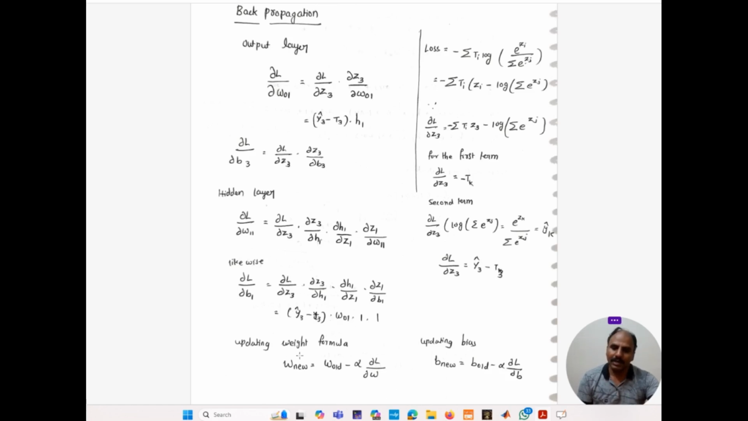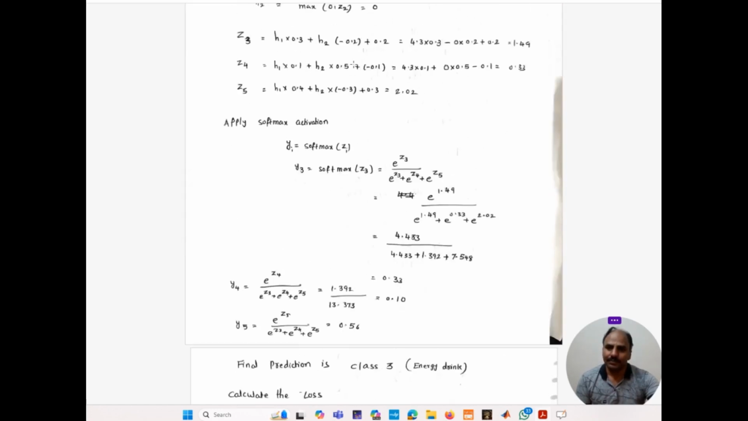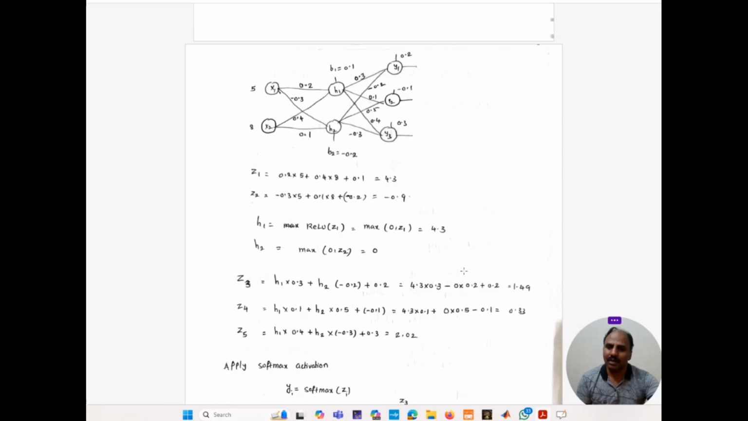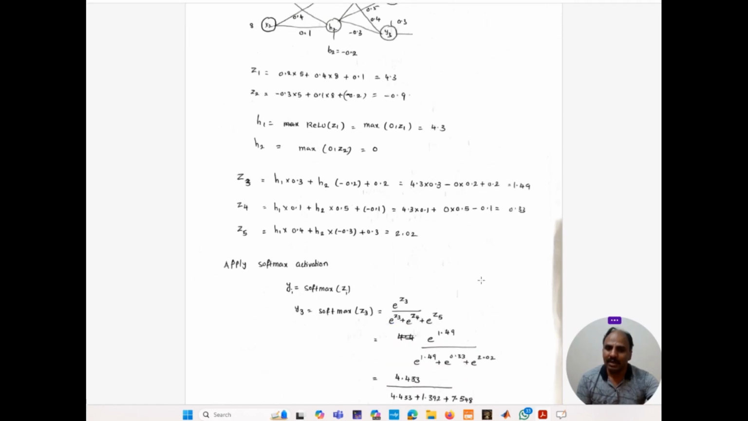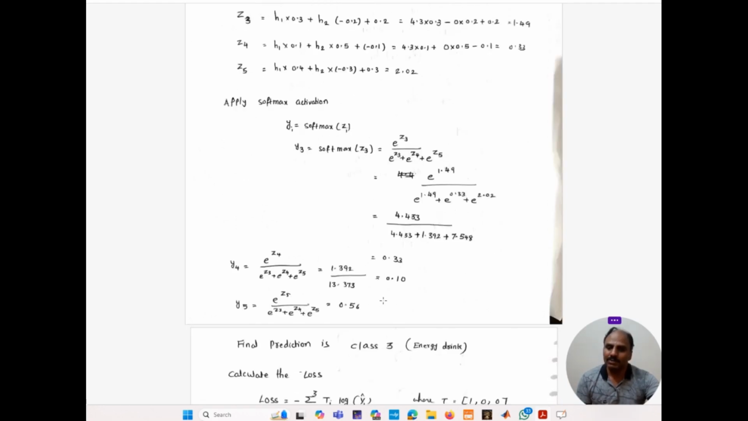We already know the weight updating formula: W new equals W old minus alpha into dou L by dou W. The updated bias is B new equals B old minus alpha into dou L by dou B. So these are the updating equations. This procedure continues for all the biases and weights. After updating, we again apply this method and check whether the loss is getting reduced or not. If it is not reduced to 0, we repeat until the loss becomes 0 or almost negligible.